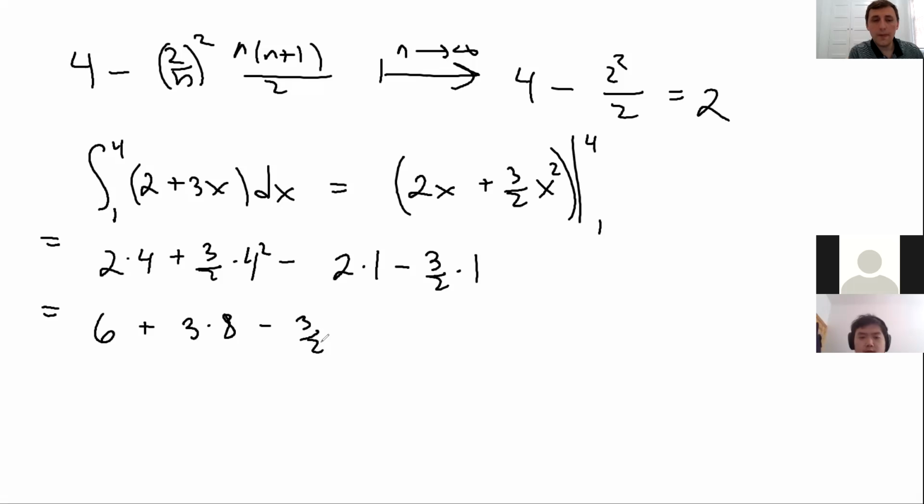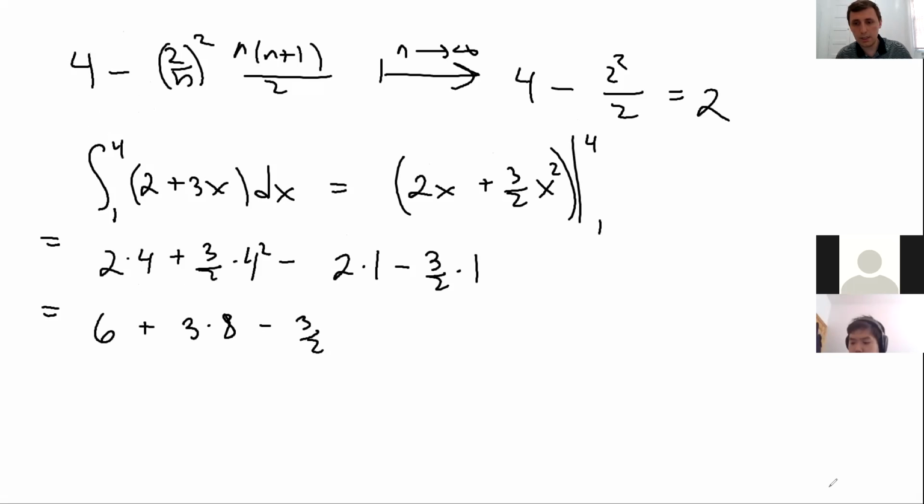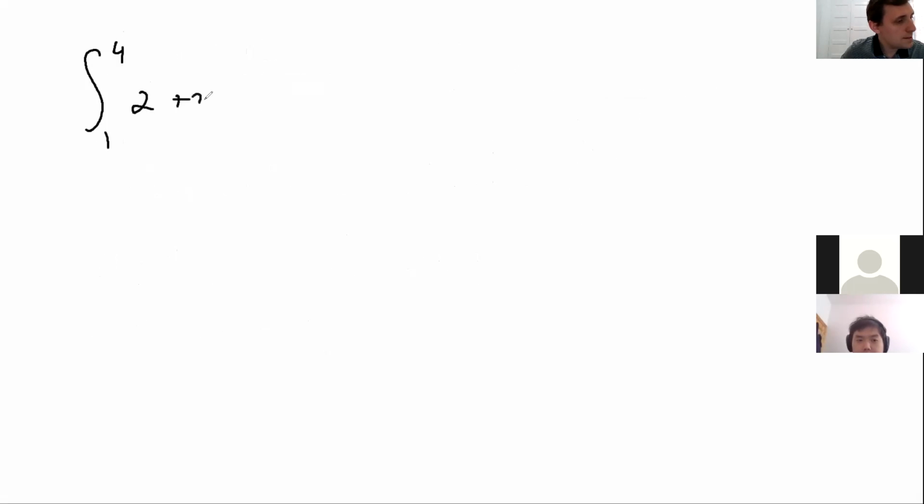Good. Now, how do you do this thing? I simplified it. It doesn't matter, it's just the number you used to get. Now, how do we do it? What does the Riemann sum tell us to do? It's the integral from 1 to 4 of 2 plus 3x, yes? 2 plus 3x dx.